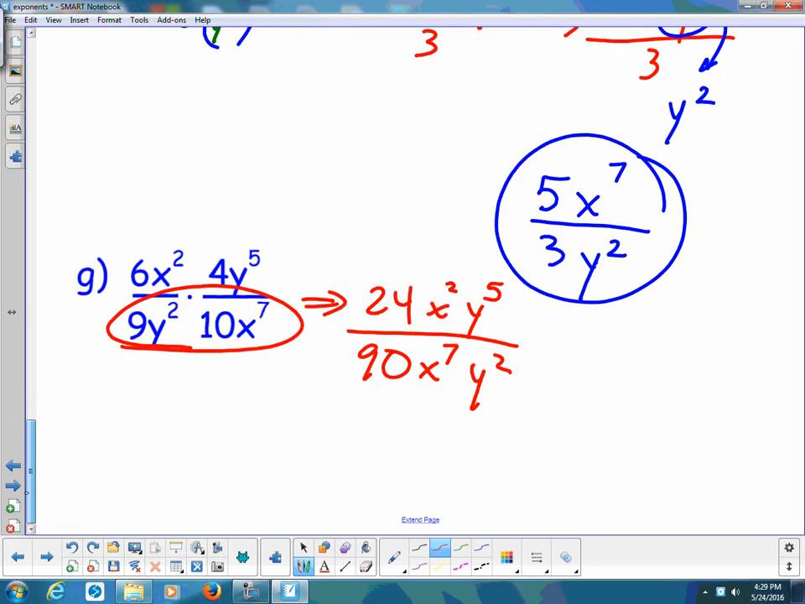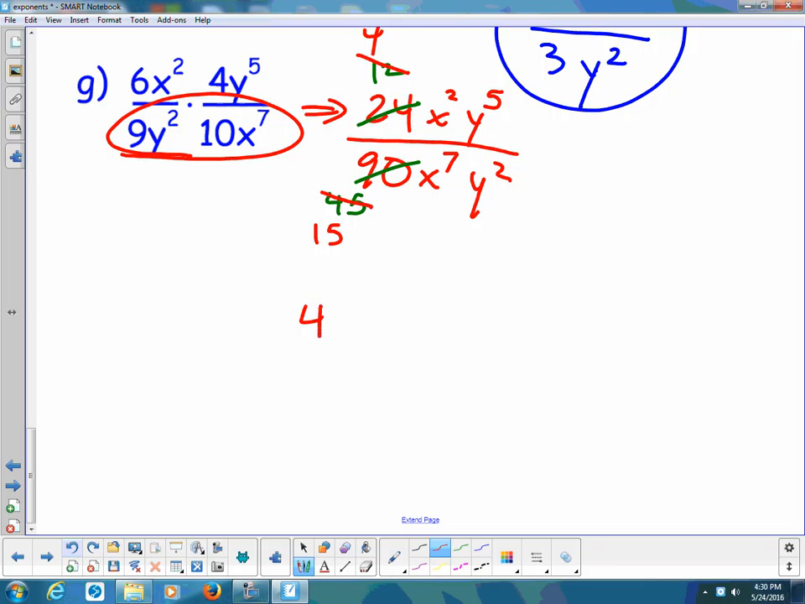All right, now I see that I can divide out 24 and 90. I think 4 goes into each of those. 4 goes into 24 6 times. 4 goes into 90? Maybe not. Maybe I better stick with 2. Let's try this. If I go 2, 2 goes into 24 12 times, and 2 goes into 90 45 times. But I think 3 goes into both of those, so 3 goes into this 4 times, 3 goes into this 15 times. I think I've reduced that as much as I can. So I've got 4 in the numerator and 15 in the denominator.